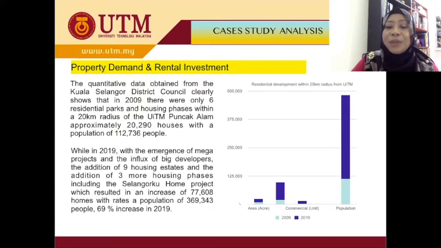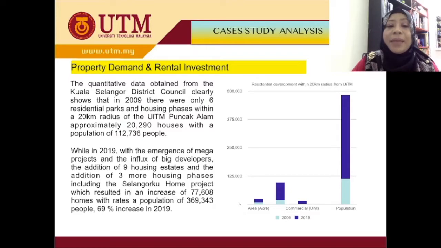It clearly showed that in 2009, there were only 6 residential parks and a housing phase within 20 kilometers of UITM Puncak Alam, which is approximately 20,290 houses, with a population of 112,000 people.